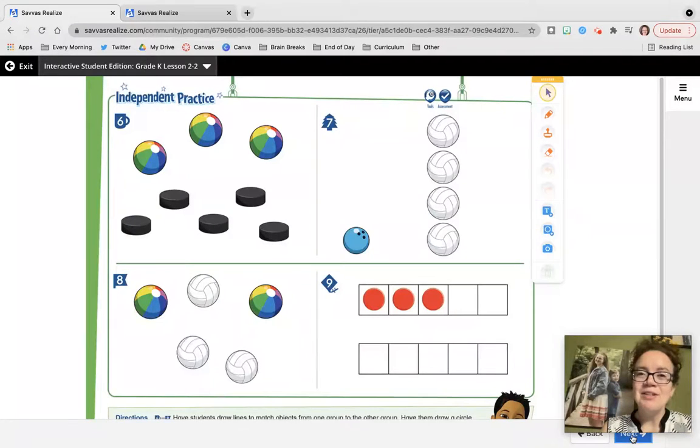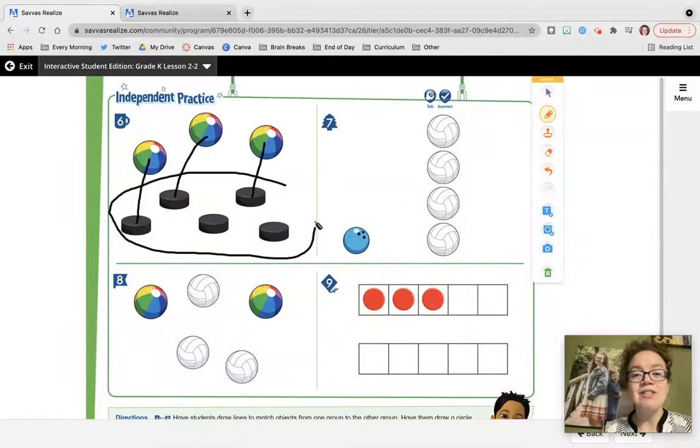Okay, put your finger on cup number 6. We are comparing beach balls to hockey pucks. Ready? Draw your line from the beach ball to the hockey puck. Draw a line to match. Uh-oh, are they equal? They are not equal. Which one has more? The hockey pucks.